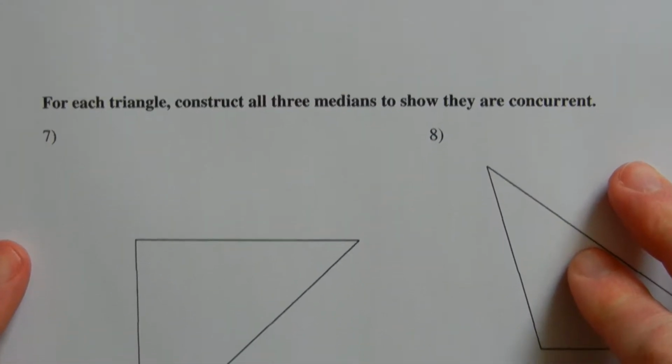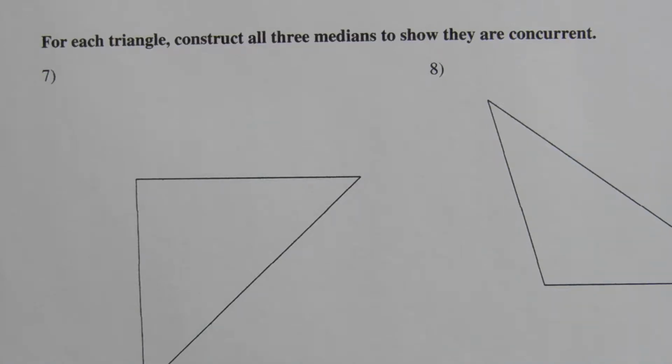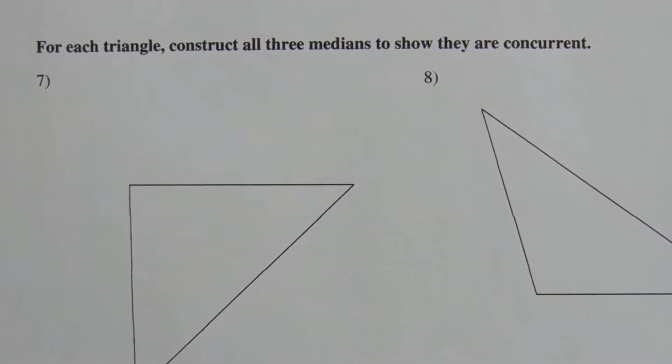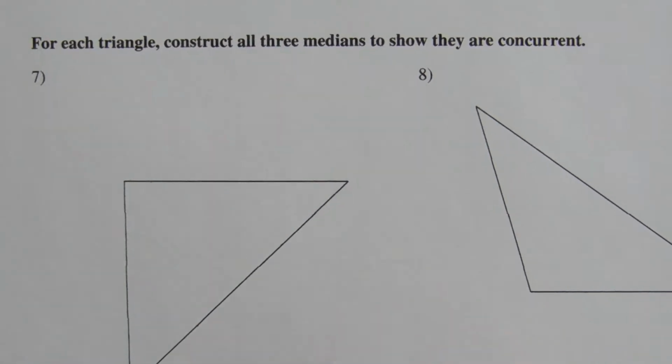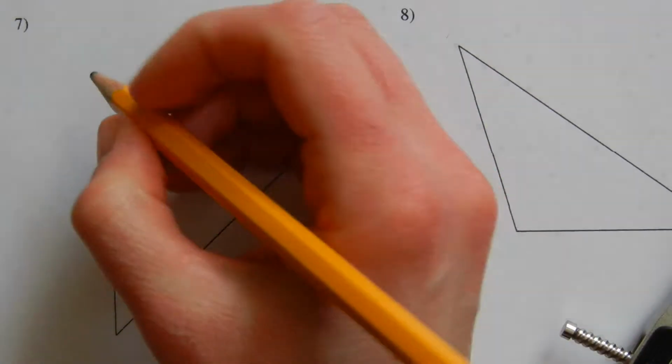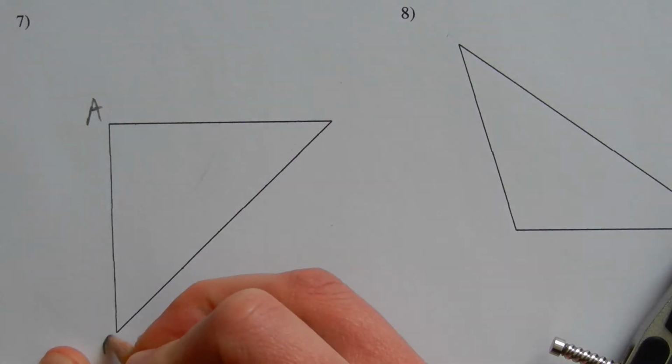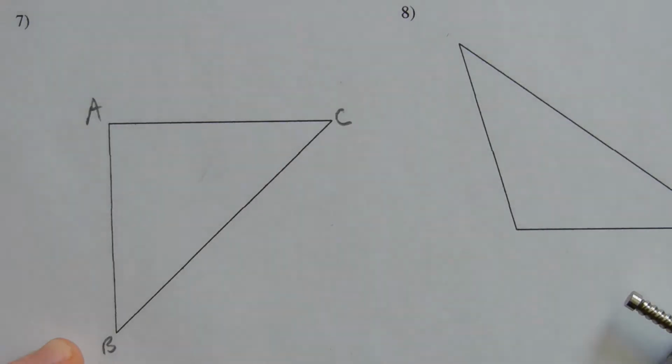For numbers 7 and 8, it states that for each triangle, we're to construct all 3 medians to show that they are concurrent. And remember, concurrent means that they intersect at the same point. So it just wants us to draw every single median, and they will all connect at that centroid since they are concurrent.